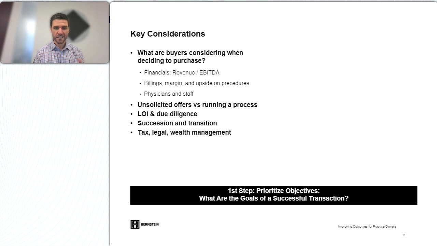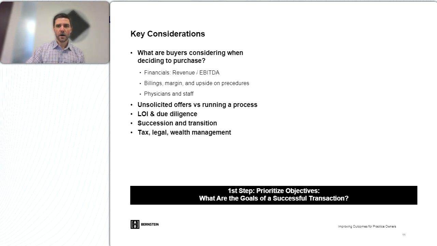LOI and due diligence, we can get into the high level of what that looks like, what the process entails, and what to expect. Succession and transition are always key things to talk about. And then finally, tax, legal, and wealth management will lead back into what Brad's going to get into.